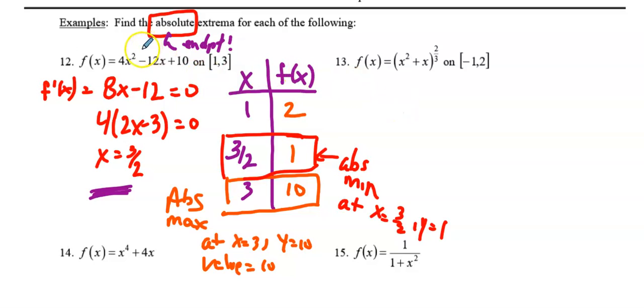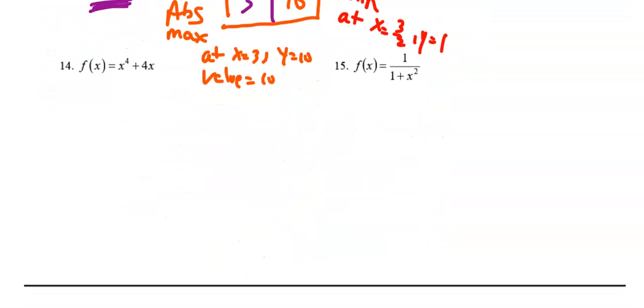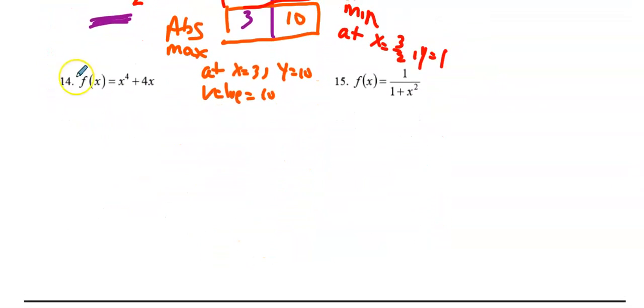Now, usually for absolute, we're going to give you guys endpoints. However, there are going to be times where you're not given endpoints. All right, and this is more so BC than AB. So if you're an AB student, you probably don't have to listen to this example. But for example 14, what if we don't give you endpoints? And that's pretty okay.